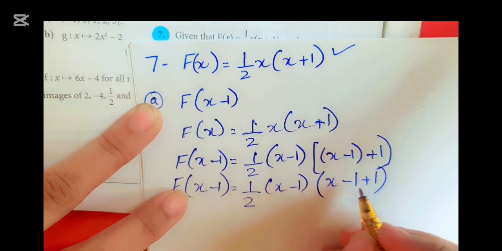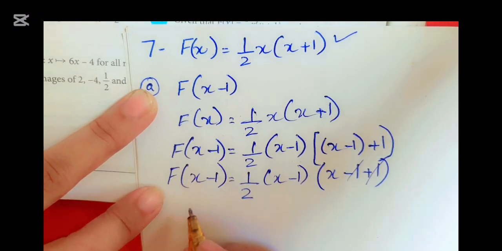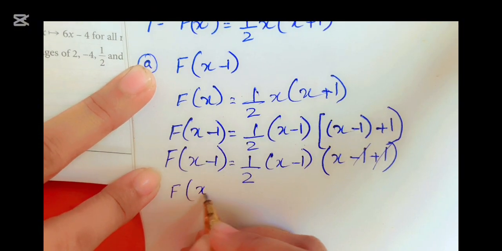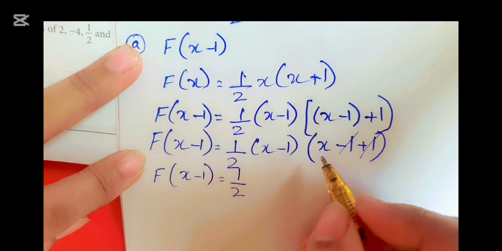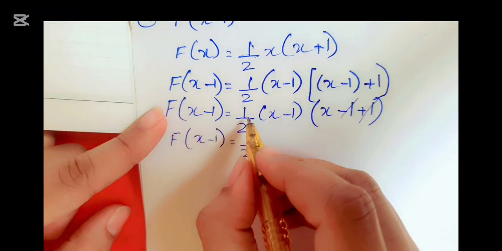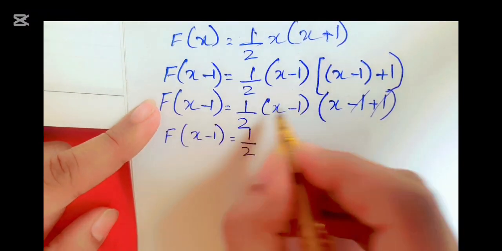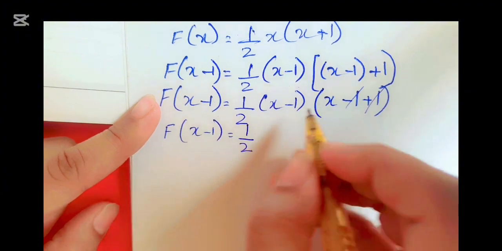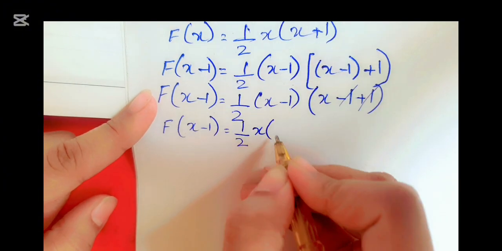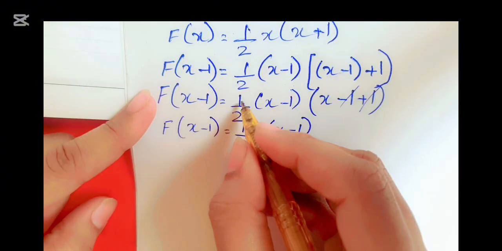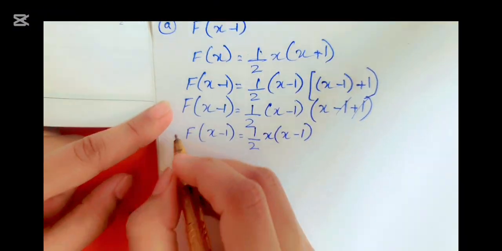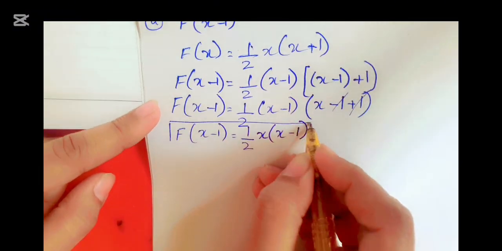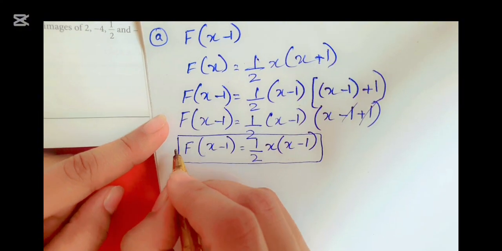Minus 1 and plus 1 cancel out, so we can write f(x - 1) is equal to half. Now see very carefully, here only x is left and there is no other sign in between, so it means these are all multiplying. So I will write half x(x - 1). This is the answer of part A.